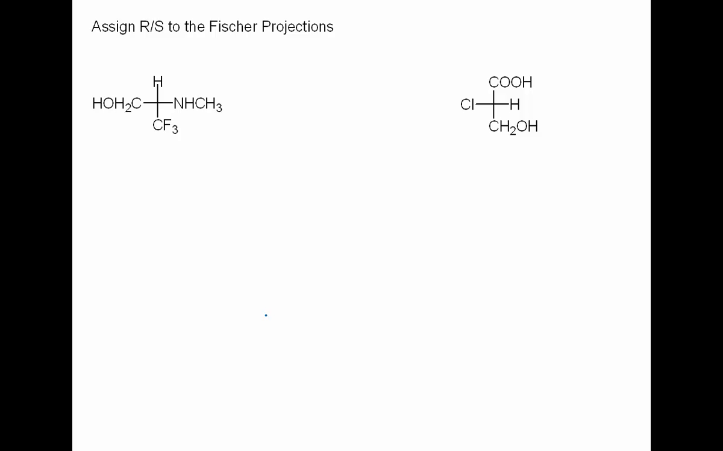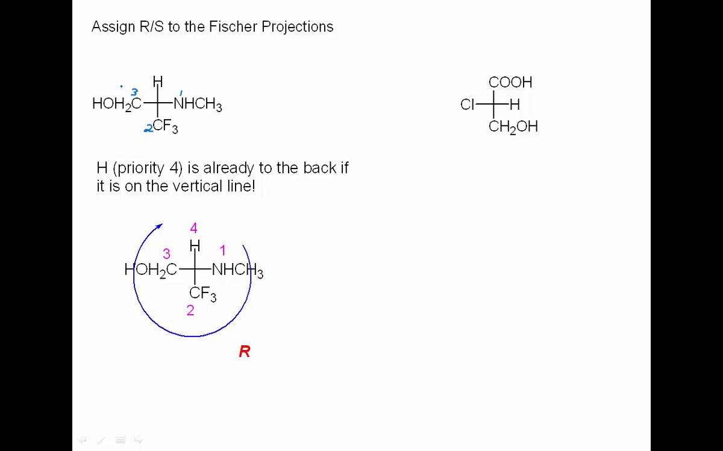Okay, so let's assign the R and S configuration to the Fisher projections. The one on the left, all I have to do is assign the priority numbers. Nitrogen is 1, CF3 is going to be 2, and this is going to be 3, because with 3 fluorines, all it would take would be 1 fluorine to outrank all the oxygens. So we just assign it like so, and that is the R configuration.